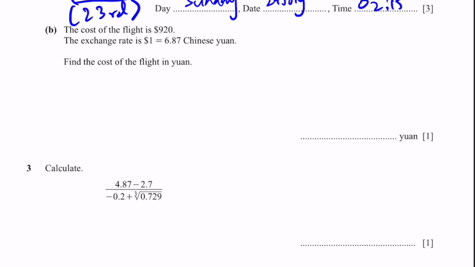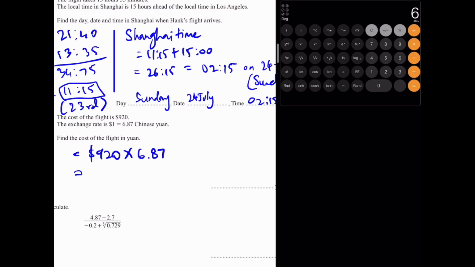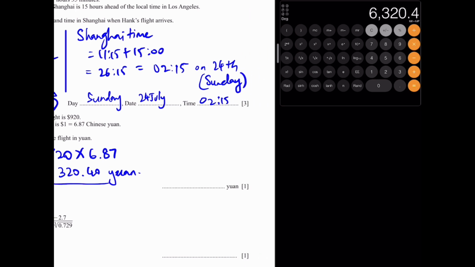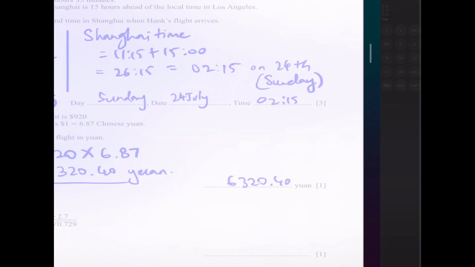That's the answer. B. The cost of the flight is $920. The exchange rate is $1 equals 6.87 Chinese yuan. Find the cost of the flight in yuan. So that'll be equal to $920 times 6.87, because that's the exchange rate. Let's get our calculator out. 920 times 6.87 is 6,320.40 yuan. That's the answer. 6,320.40. Let's go to question 3.